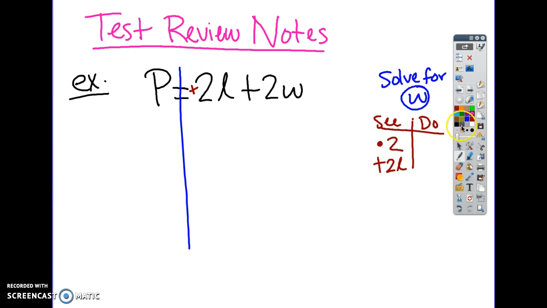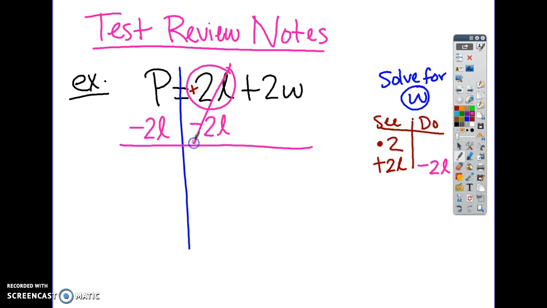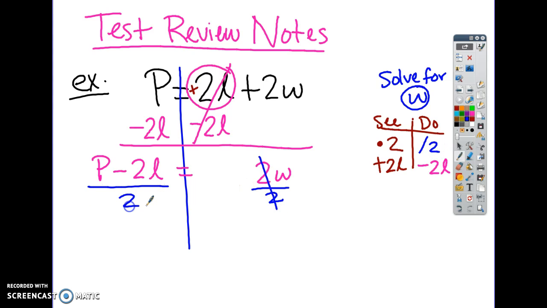The first thing we're going to do is subtract 2L. So this one we got to get rid of. Minus 2L, minus 2L, so it can cancel. These two are not the same, so you just read it and you write it. That's P minus 2L. So you're going to write P minus 2L equals, bring down the 2W. The last step is to divide by 2. So divide by 2 so it can cancel, and divide by 2 the whole thing over here. That leaves you with W equals this whole thing.